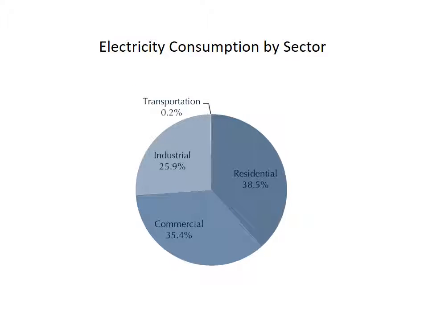So let's start broadly and talk about electricity consumption by sector. In general, this is the landscape in the United States. More than a third residential, more than a third commercial, and about a quarter industrial. And transportation obviously is really small here. And so we know roughly how to divide up electricity consumption by sector, and we can actually provide more detailed information about each one of these sectors individually as well.